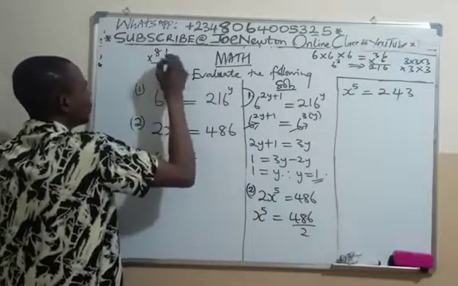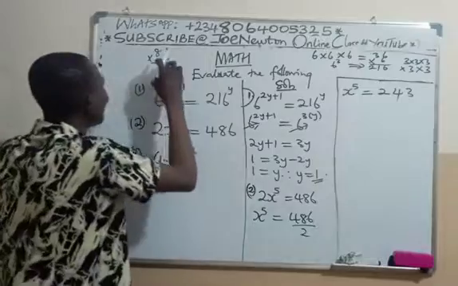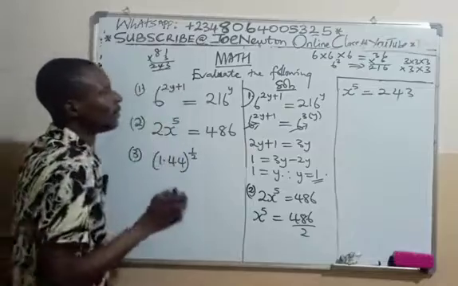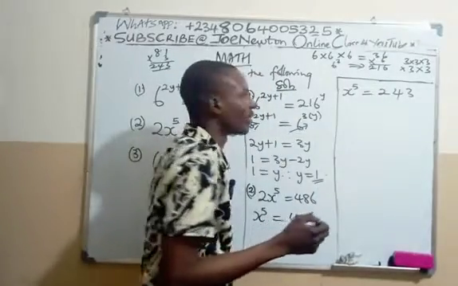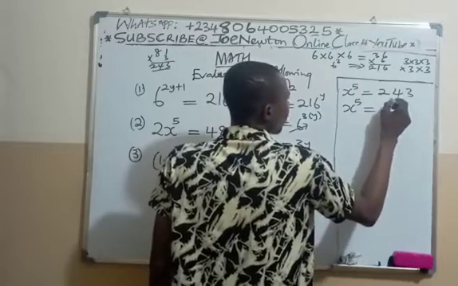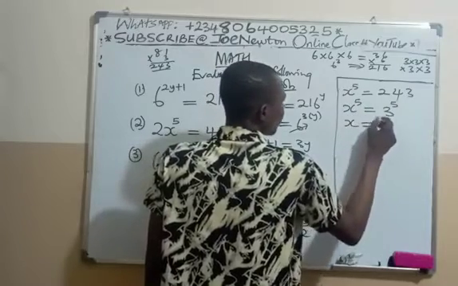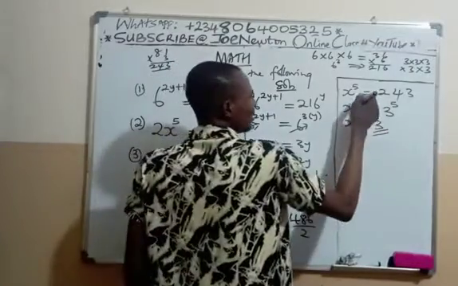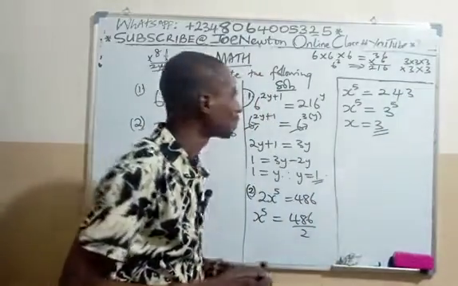81 times 3. 3 times 1 is 3. Then 3 times 8 is 24. So we can see that 3 raised to the power 1, 2, 3, 4, 5 gives us 243. So we now equate x power 5 is equal to 3 raised to the power of 5. Very simple. We can now see that our x is equal to 3 because the powers are equivalent. This will deal away with this. We are left with x equals 3.